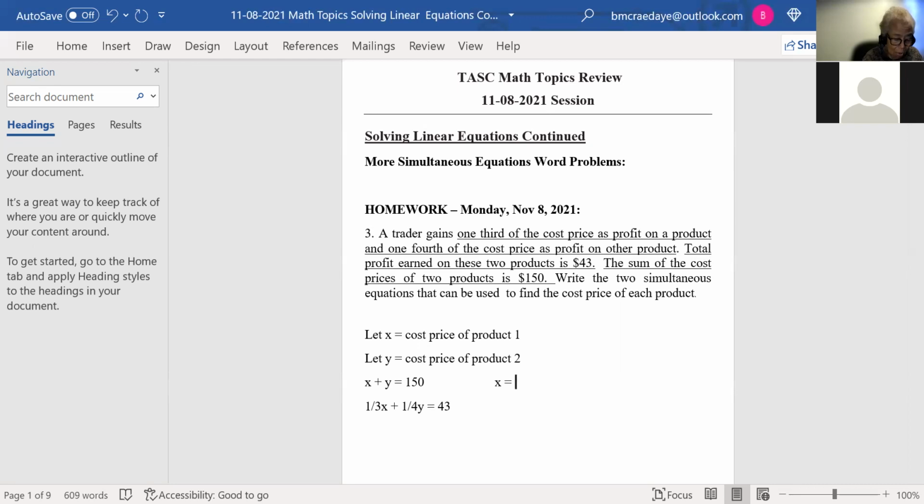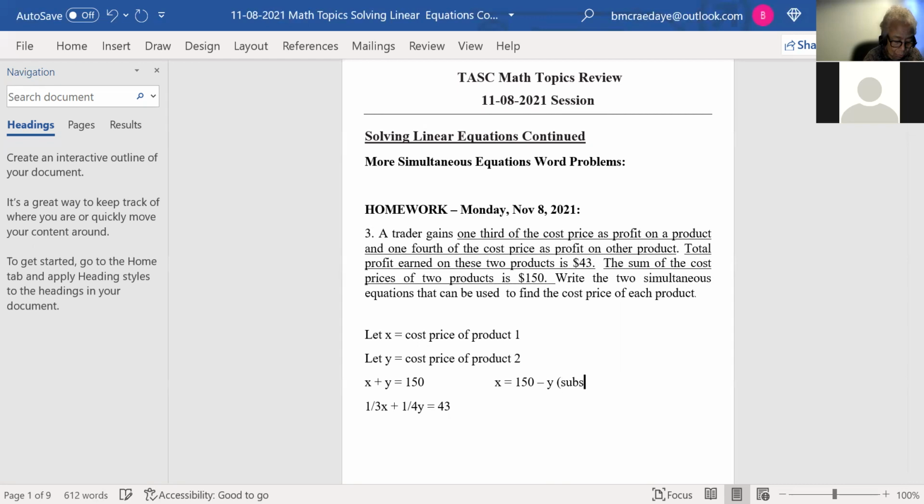So this then would become X equals 150 minus Y, right? Because if I subtract Y from both sides, on the left side I just get X left. And then you could take this equation and substitute it here for X. And then you'll have just Y left.